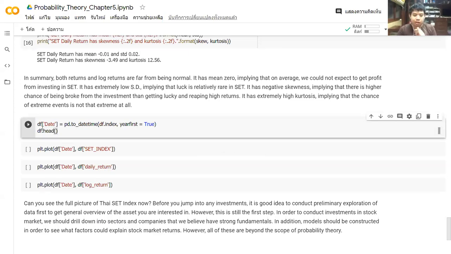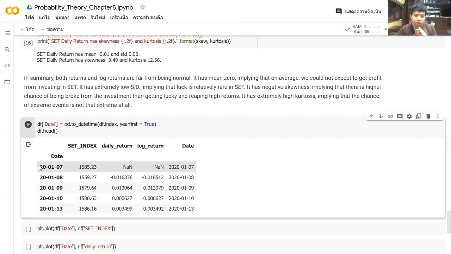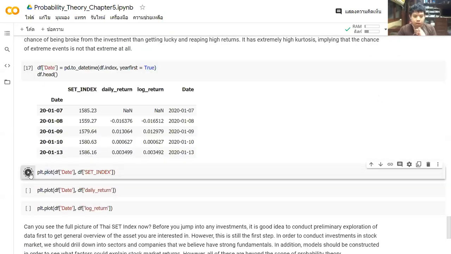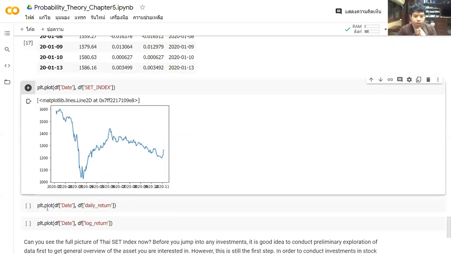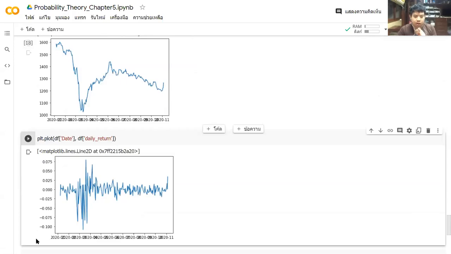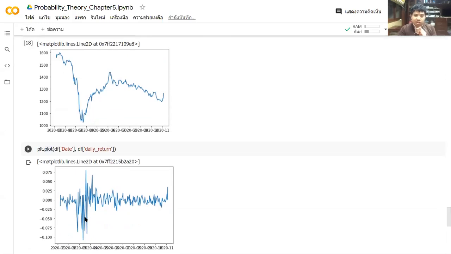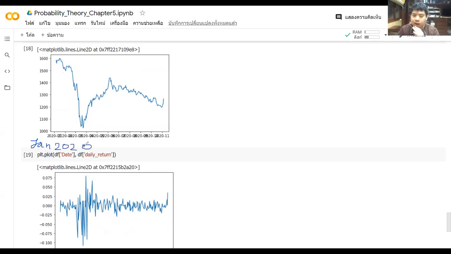Look at what happens. Let's see. We have to convert this into datetime because we are going to plot it into the diagram. So this is the SET index, and this is the daily return, and this is the log return. So you could see similar patterns, right? Because I have collected data for only this year, it's going to be from January 2020. And from the recording, it's going to be like November, but not the end of November.